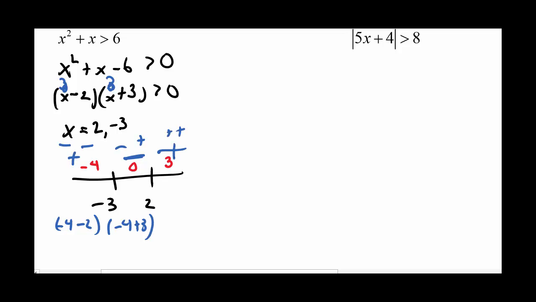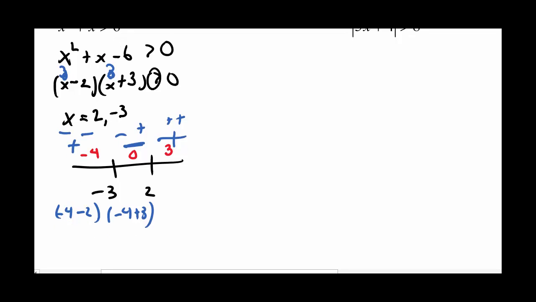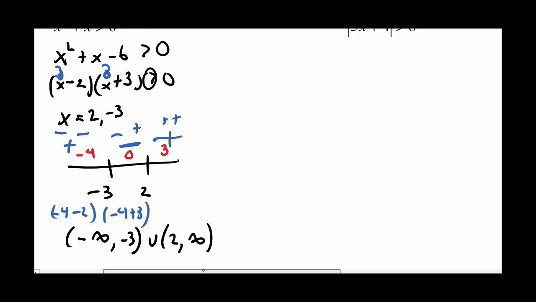My inequality symbol wants me to look at the greater thans, which is the positives. So I see the positive numbers all the way up to negative 3, so negative infinity up to negative 3 union 2 out to infinity. Now when we learned this, we talked about brackets versus parentheses, so I would definitely go back and review that case and make sure you're clear on that.